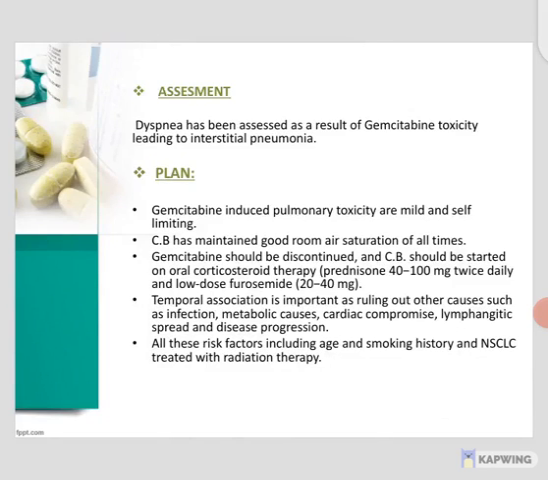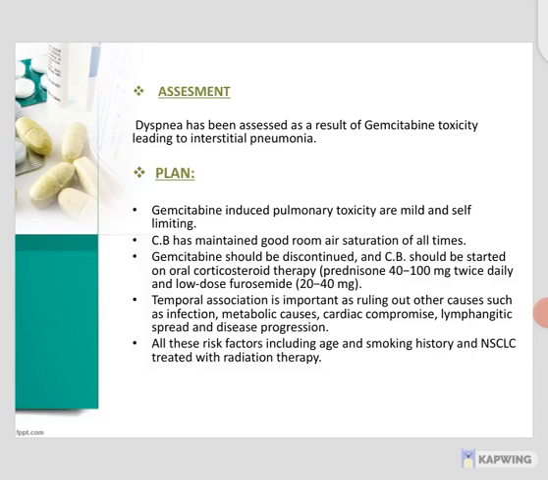Assessment: dyspnea has been assessed as a result of gemcitabine toxicity leading to interstitial pneumonia. Plan: gemcitabine-induced pulmonary toxicities are mild and self-limiting. CB has maintained good room air saturation at all times. Gemcitabine should be discontinued and CB should be started on oral corticosteroid therapy: prednisone 40 to 100 mg twice daily and low-dose furosemide 20 to 40 mg.